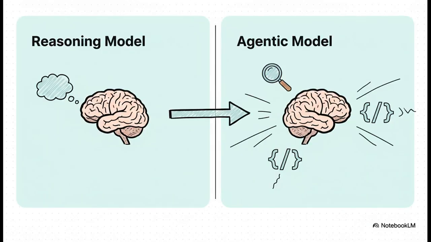See, they didn't just teach the model how to reason about a problem in the abstract. No, they taught it how to actually do something about it. They created over 85,000 complex tasks in 1,800 different tool-using environments so the model could learn to use things like a web search or a code interpreter to go out and solve problems on its own.